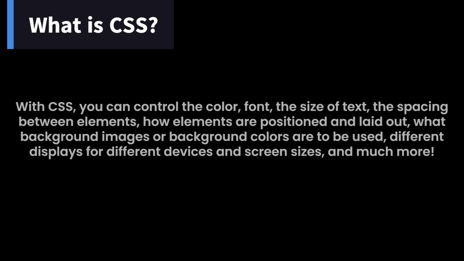So now let's look at what is CSS. CSS is also known as cascading style sheet to style the layout of our HTML page. With CSS, you can control the color, font, the size of text, the spacing between elements, how elements are positioned and laid out, what background images or background colors are to be used, different displays for different devices and screen sizes, and much more. So with CSS, you can do any styling on your HTML document.